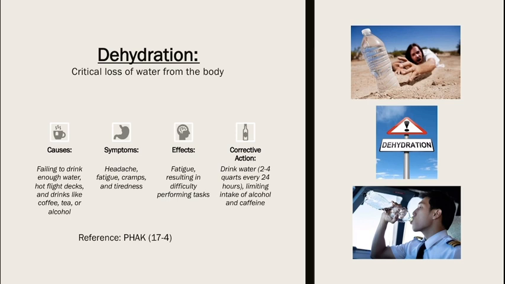A good rule of thumb is to drink about 2 to 4 quarts of water every 24 hours, and really limit the intake of alcohol and caffeine before flying for a long duration of time. Dehydration can result in difficulty performing tasks as well, because if you're thirsty, you're paying attention to your physical need rather than the things around you. So just make sure that you're staying on top of getting hydrated before flying.